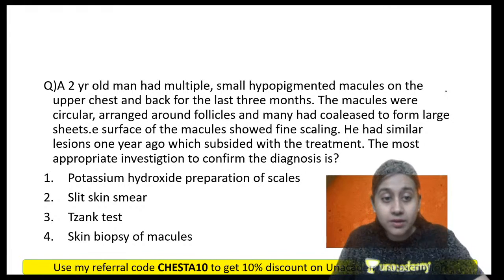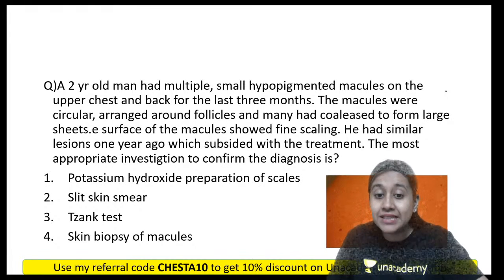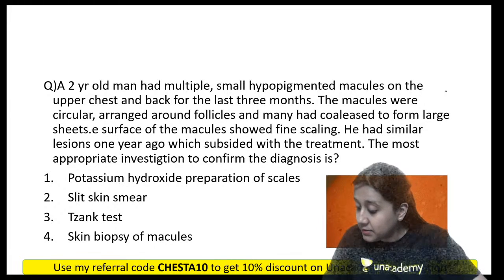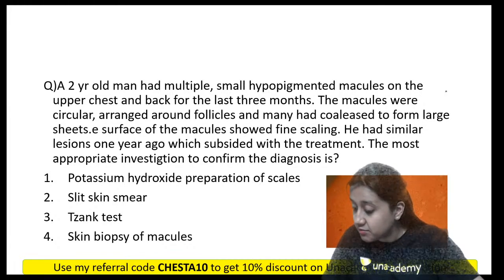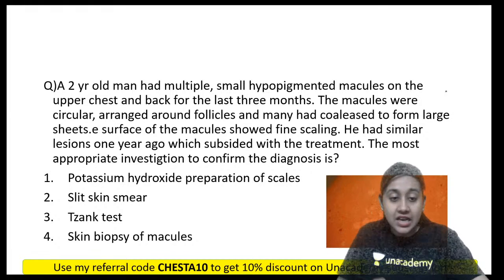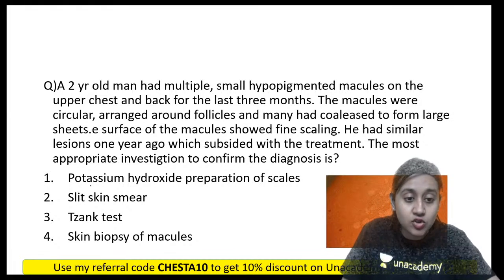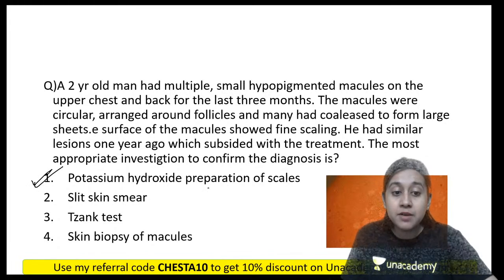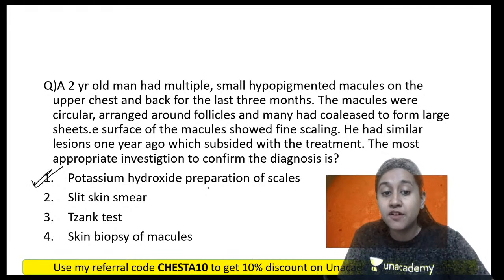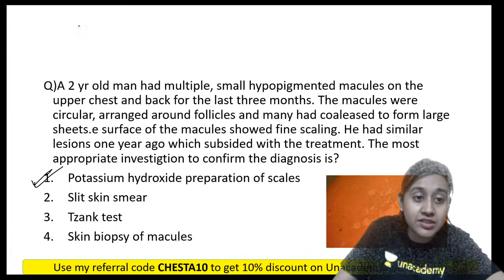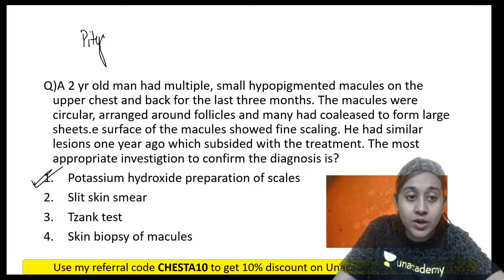So a 2-year-old man, so what is it? You have to tell me the diagnosis also, and the answer also. Anybody with the diagnosis? Very nice, Bishwas, Gaurav, and very nice, Swarna. The correct answer of this question is option number 1, that is potassium hydroxide. Please remember, potassium hydroxide preparation of scale is used. Can anybody tell me the diagnosis? Very nice. The diagnosis here is pityriasis versicolor.